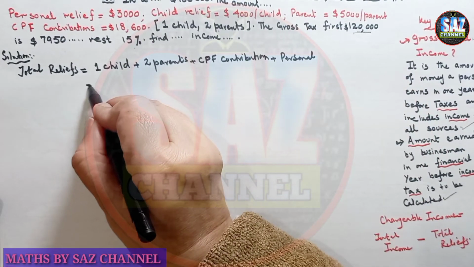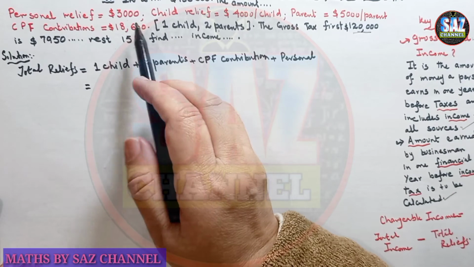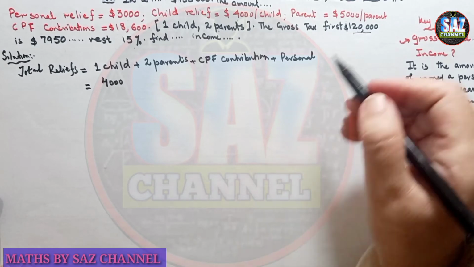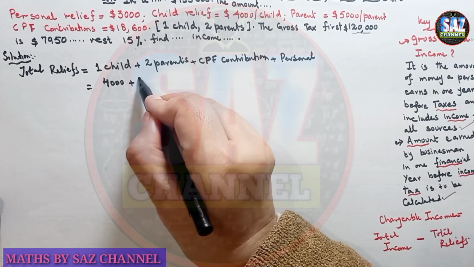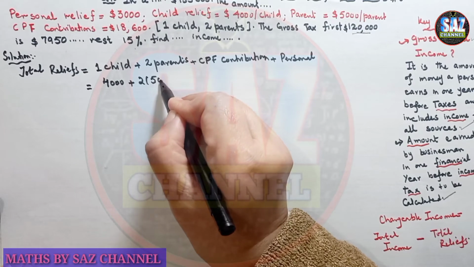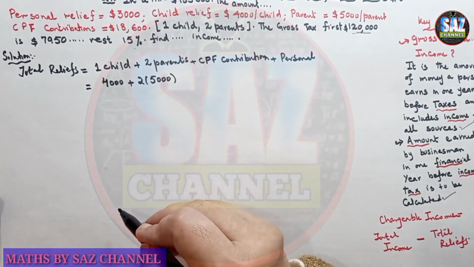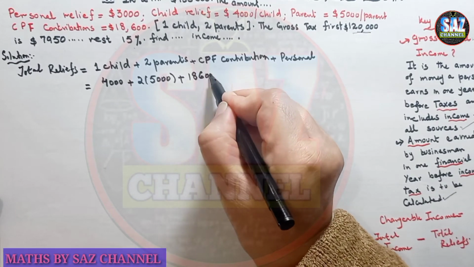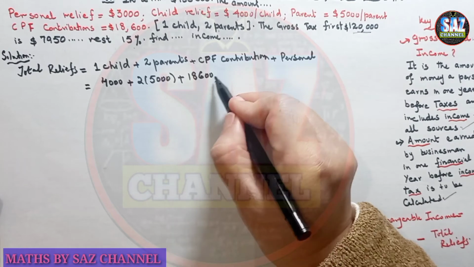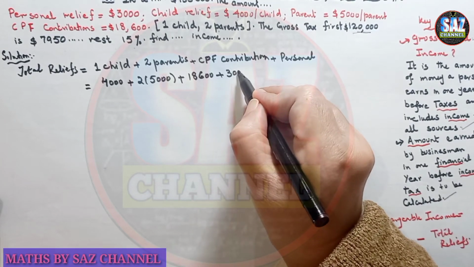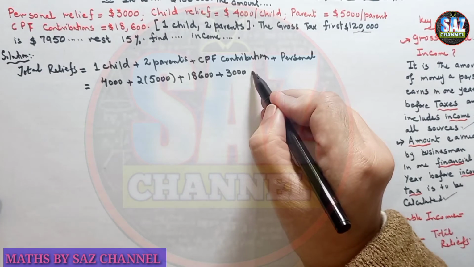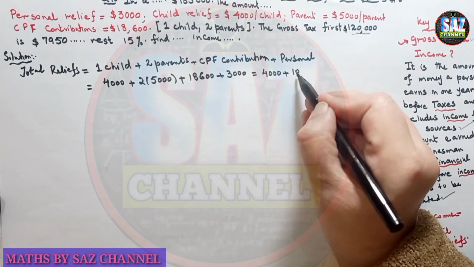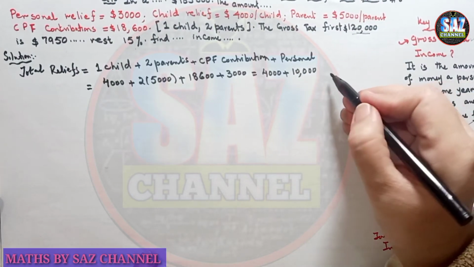So let me write the values in this information. For one child he can get a relief of 4,000, and for one parent he is getting relief of 5,000. As he is living with two parents, so 2 multiplied by 5,000, and the CPF contribution is given in the question, 18,600, and plus 3,000 personal relief. Now it will take the form 4,000 plus 5 twos is 10 and 3 zeros plus 18,000.